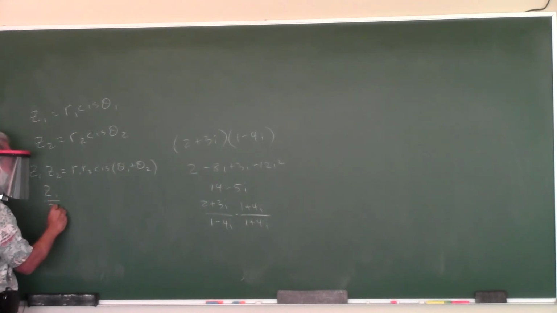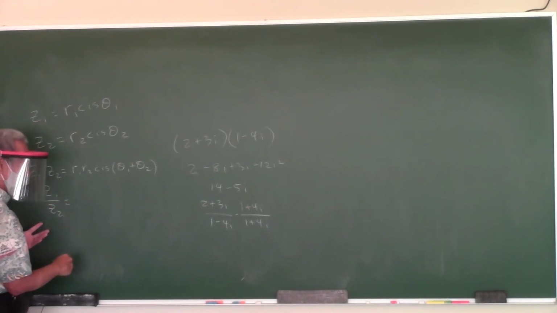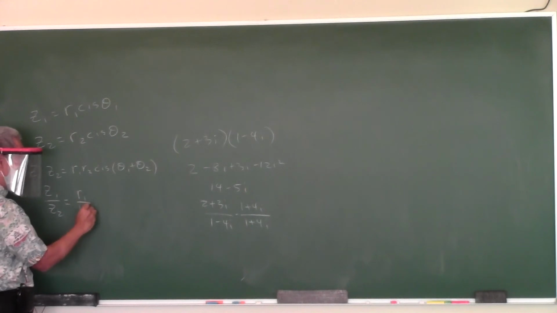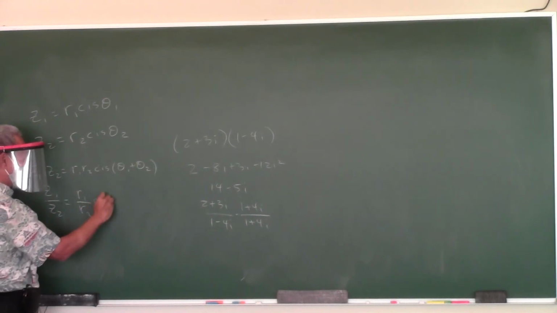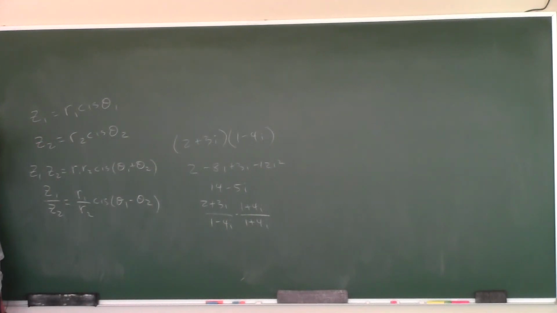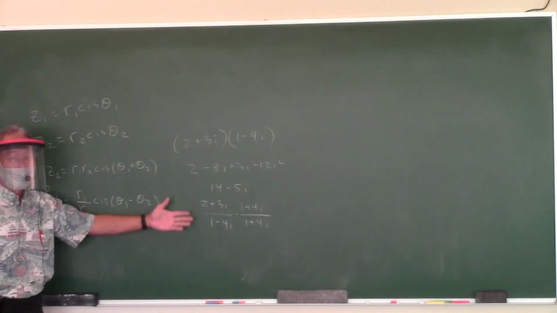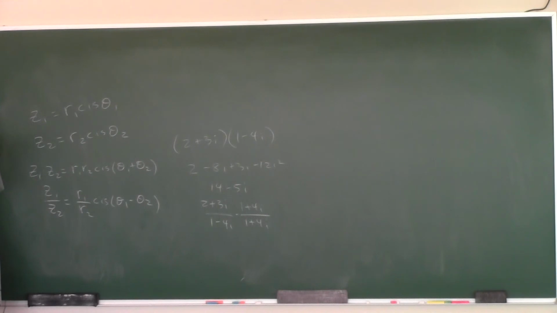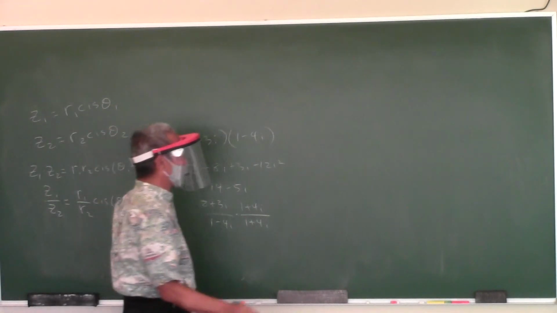And then what about dividing complex numbers? You can probably guess. What are you going to do? You divide the r's, and what do you think? You're going to subtract the angles. Believe me, it's way faster than this. Anybody want to erase? Here, let me give you a concrete example.